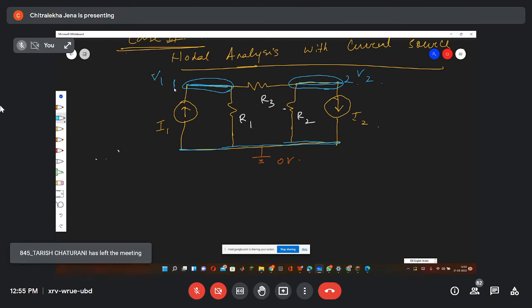So this is node 1. This one is node 2. That's why I have put it in a circle. This is a single one. Got it? Single joint. Yes, ma'am. So this is node 2.